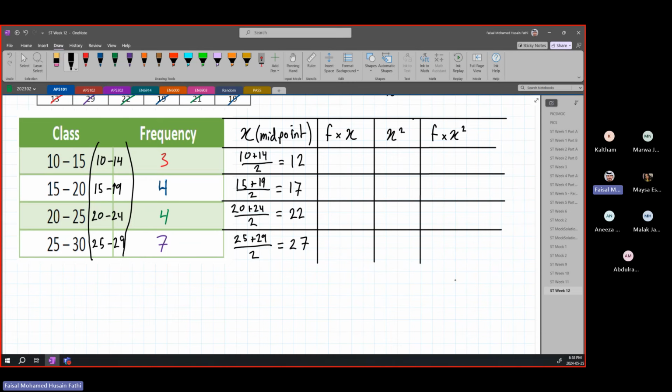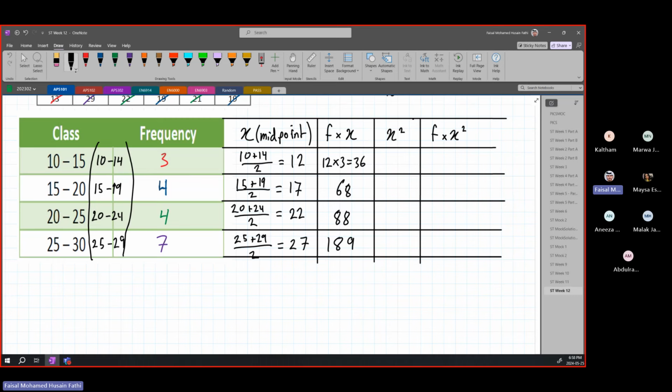So f times x, meaning it is 12 times 3, which is 36 for the first one. Second one is 17. Remember now, our x is our midpoint value. So what I'm multiplying is this x value with the 3. Okay, so 17 times 4, which is 68. 22 times 4, which is 88, and then 27 times 7, which is 189. Obviously, we're going to have one last row over here.